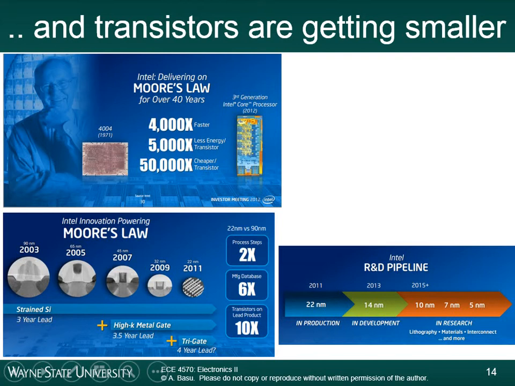And the things that are in research right now are transistors that are getting close to 10, 7, and even 5 nanometers. We're not quite there yet, but these technologies are being heavily invested in and heavily researched. So this trend is expected to continue, although it might be at a slightly slower rate than what was originally predicted, or than the trend has been over the last 30 years.